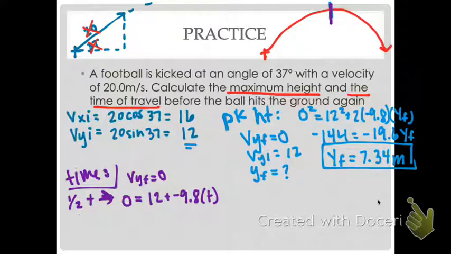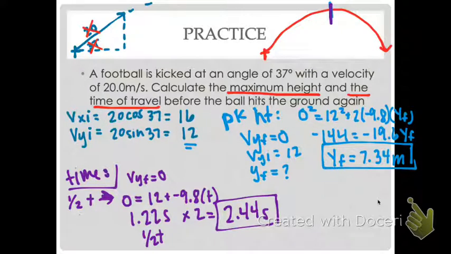Sorry. Okay, so 12 divided by 9.8 is 1.22. Right, 1.22 seconds. This is only half the time. That's only the time it takes to come up. So I multiply that by 2, and I say it's going to be in the air a total of 2.44 seconds. Okay. Then we're done. Then we've answered both parts of our question.